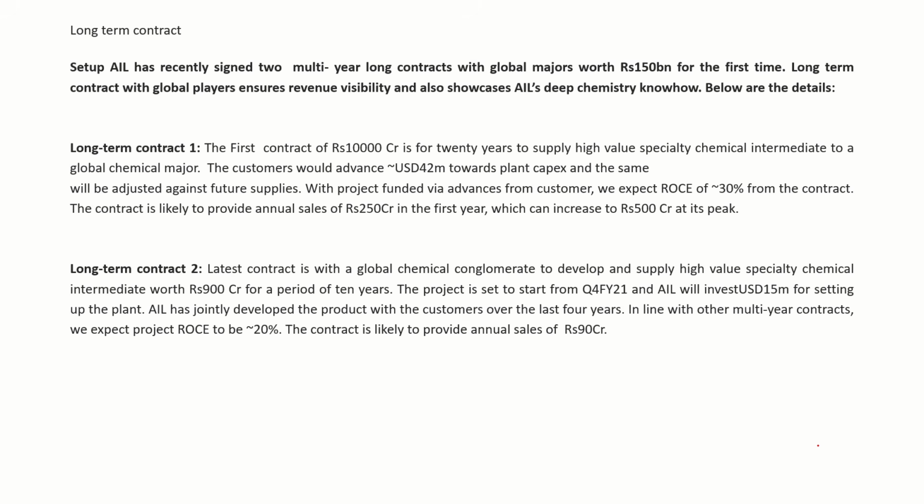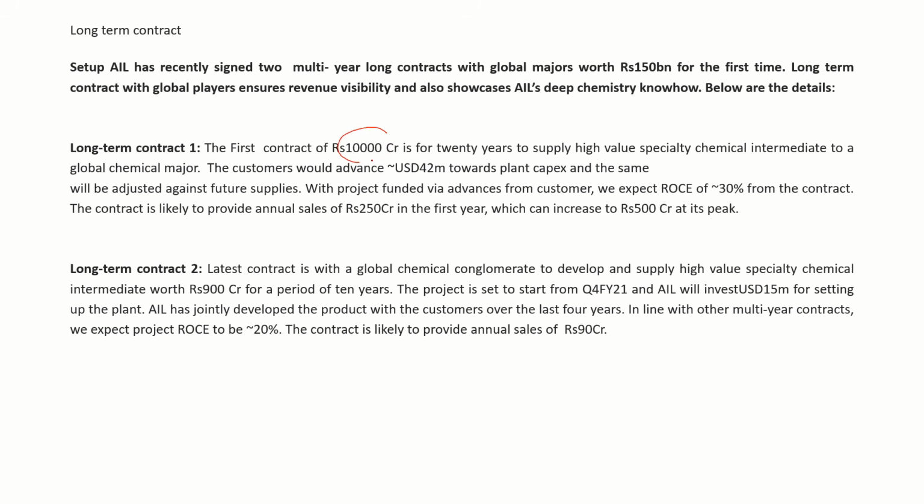The company is signing multi-year long-term contracts with global players. Recently, one contract got cancelled, but there are still two more contracts, and the company is actively looking for such types of contracts to manufacture chemicals or to do research for other global players.